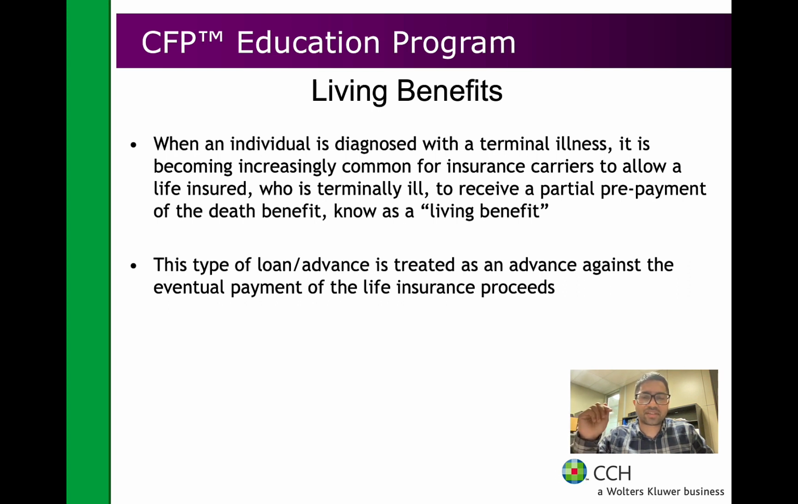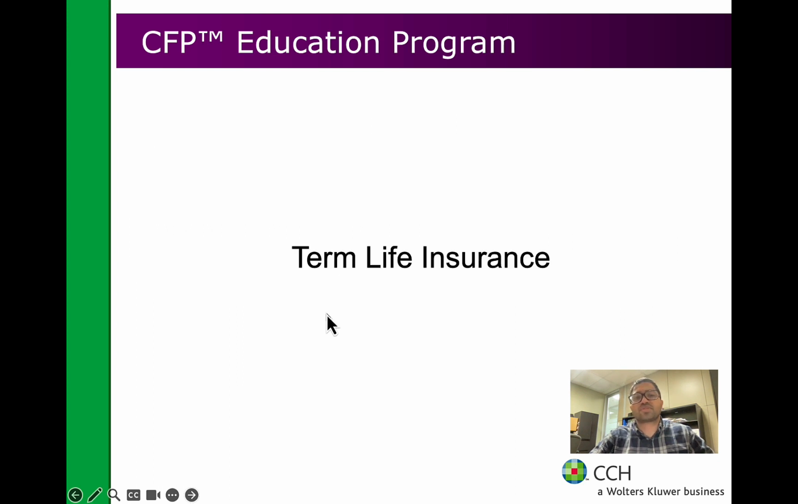So what are living benefits? If you get terminally ill, meaning there is a guarantee that the death is going to happen, then you may access some of the money of the life insurance before the death happens. When an individual is diagnosed with a terminal illness, it is becoming increasingly common for insurance carriers to allow a life insured who is terminally ill, which means death is certain, to receive partial prepayment of death benefits known as living benefits. This type of loan or advance is treated as an advance against the eventual payment of life insurance proceeds.